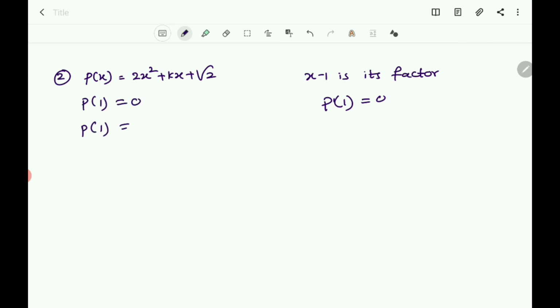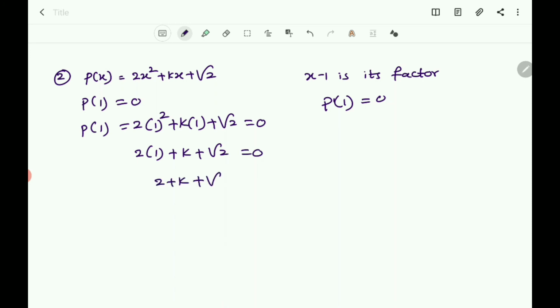Then P of 1 is equal to 2 into 1 square plus k into 1 plus root 2 is equal to 0. That is 2 into 1 plus k plus root 2 is equal to 0. 2 plus k plus root 2 is equal to 0. Then k is equal to minus 2 minus root 2. Or you can take k is equal to minus of 2 plus root 2, if the minus is taken outside.